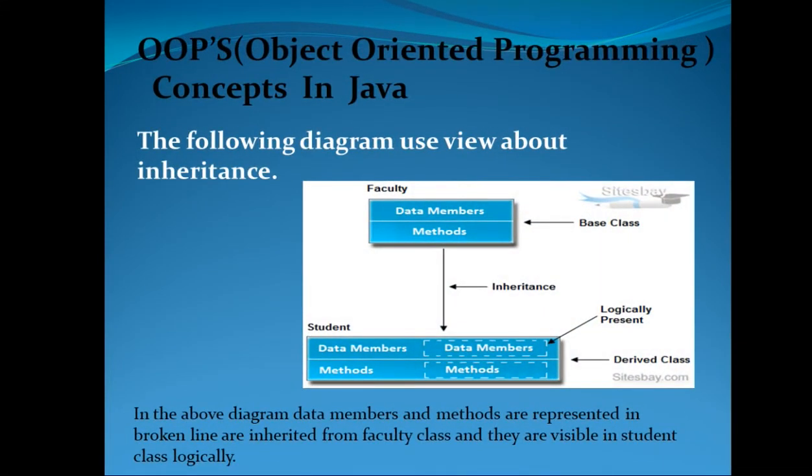The following diagram gives a view about inheritance. Here, in the above diagram, data members and methods are represented in broken lines. As you see, they are inherited from the faculty class and they are visible in the student class logically. So take a look at this diagram as I explained.